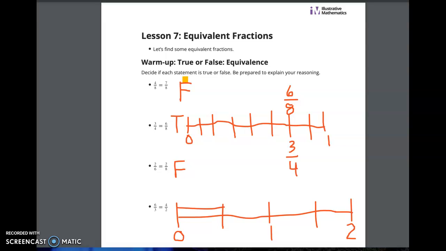1, 2, 3, 4. Oh, hey! If I have 4 pieces of something that was broken into 2, it's the same as 2 also. So that one is also true.